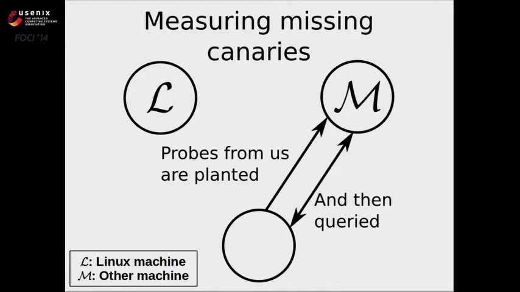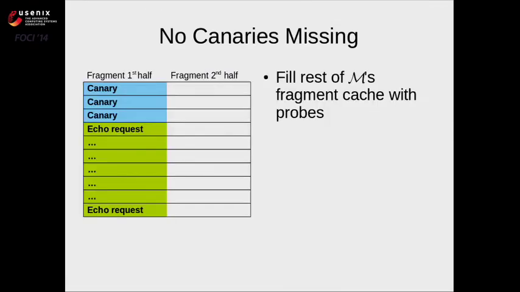These probes can be echo requests, they could be oversized SYNs, basically any kind of thing that we can use to solicit a response back to us so we can see if it's still in the fragment cache. Because the next thing that we do is we query these probes. Let's just walk through how this would work. If, say, all 3 canaries that we placed in the fragment cache are still in there, we would load in as many of our probes, in this case the first halves of echo requests from us.